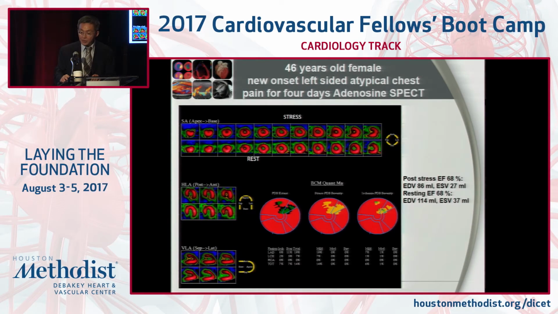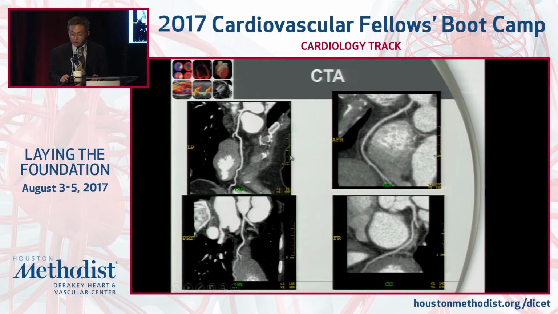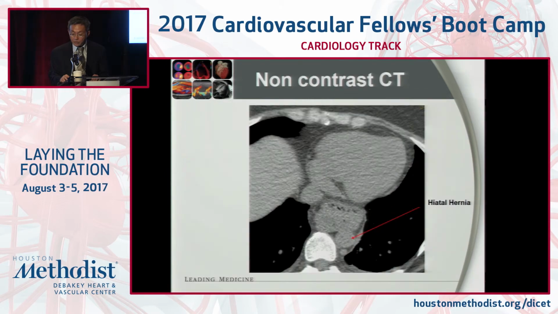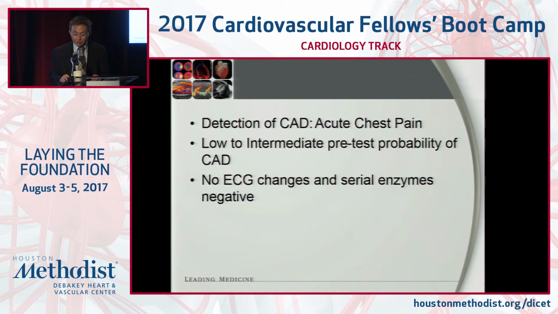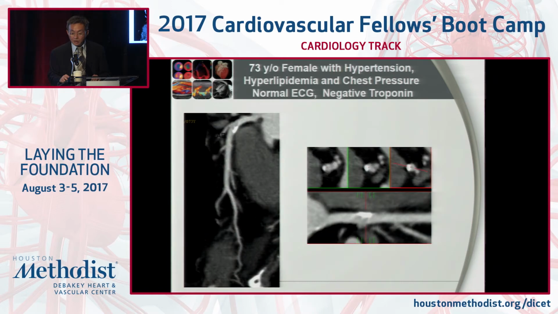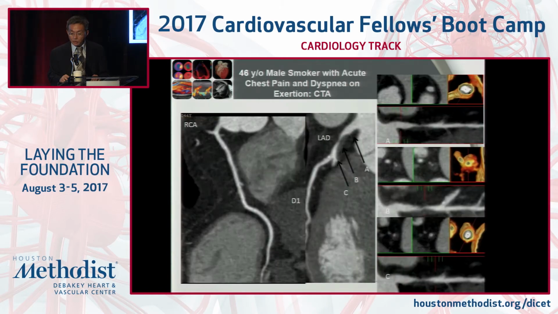Or this 46-year-old female with a reversible defect in the anterior wall. The clinical presentation was atypical and she really doesn't have that many risk factors. CTA showed perfectly normal coronaries, and the non-contrast CT showed a very large hiatal hernia, the likely cause of her symptoms. And CTA is being used frequently for triage of acute chest pain in the ED. Again, this is just a quick example.